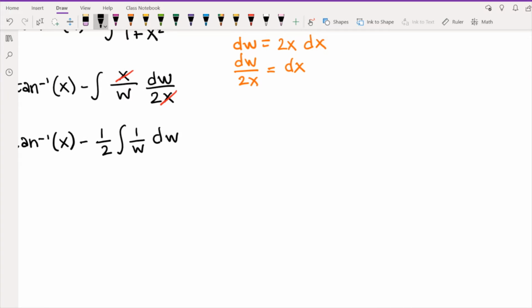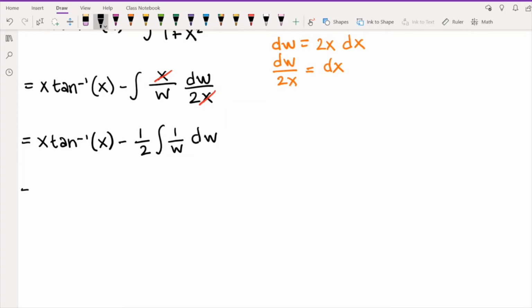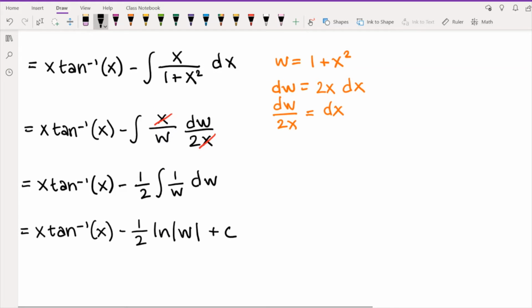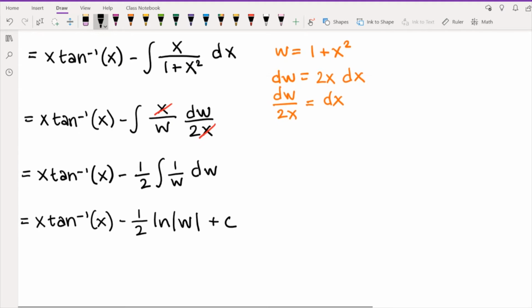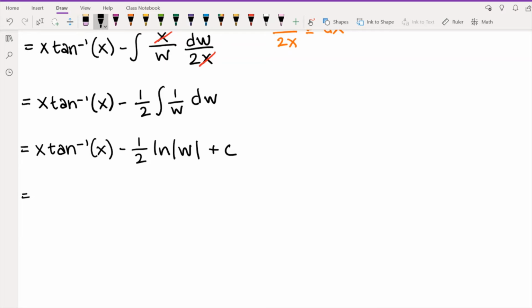Sorry, my screen gets really stuck sometimes. So we have x times inverse tangent of x minus 1/2 times ln of absolute value of w plus c. But then there's one issue, which is that we want everything to be in terms of x, right? So we need to go back to our substitution and put it back in. So our substitution was 1 plus x squared. So we can go ahead and put that back in for w.